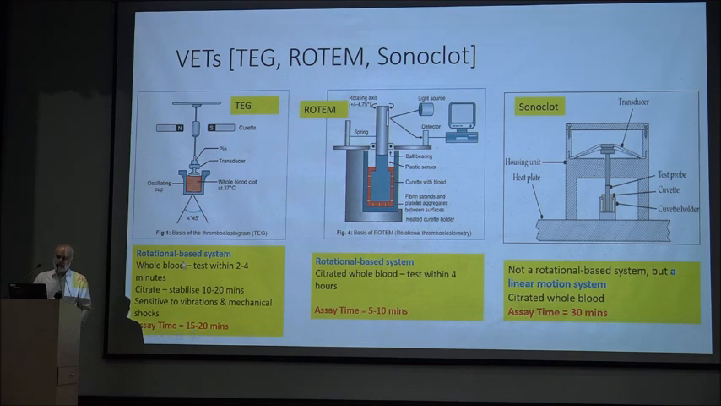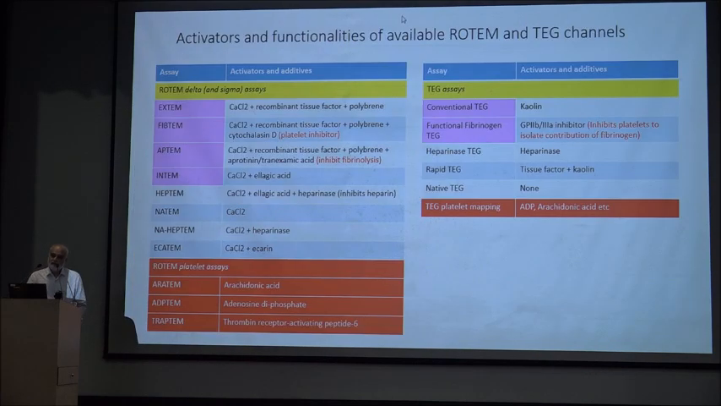All 3 tests are done in whole blood. Assay time varies: 15 to 20 minutes, 5 to 10 minutes, and up to 30 minutes. In ROTEM and TEG, there are various activators and functionalities available. If you look at the ROTEM, there are EXTEM, FIBTEM, APTEM, INTEM. These are the commonly used, but there are many others also, HEPTEM, NATEM, ECATEM, etc.